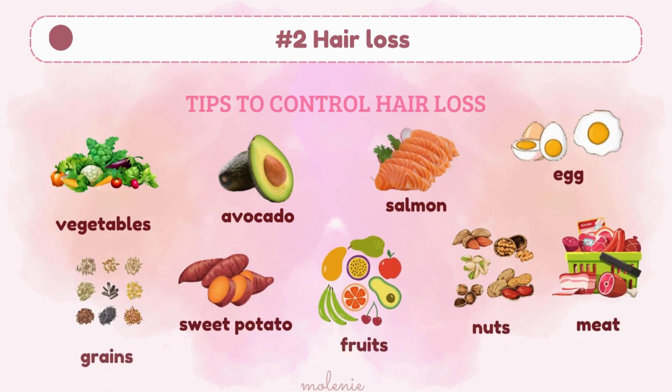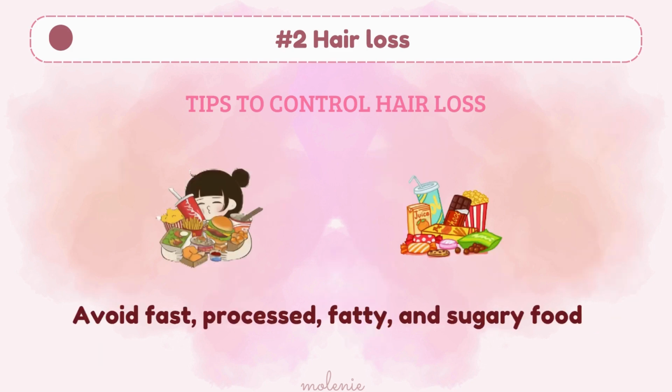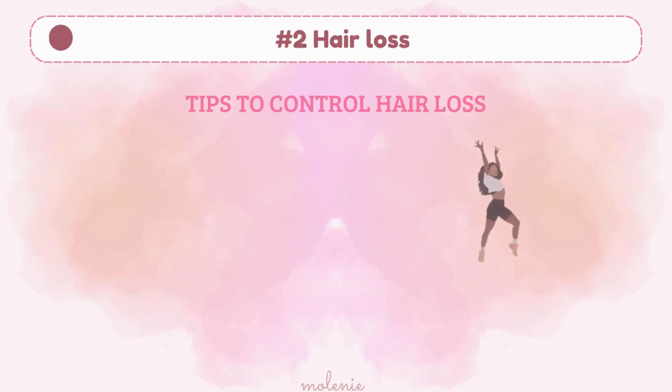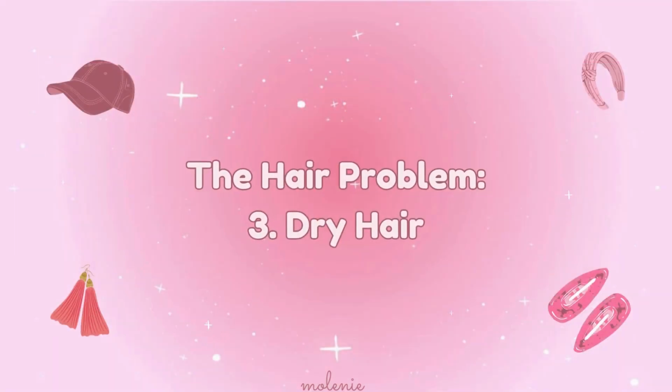Consume a healthy diet that includes fruits, vegetables, grains, nuts, meat, and fish. Avoid fast, processed, fatty, and sugary foods. Exercise daily. You can also try yoga, meditation, dancing, and other activities to stay healthy and stress-free and prevent hair fall.